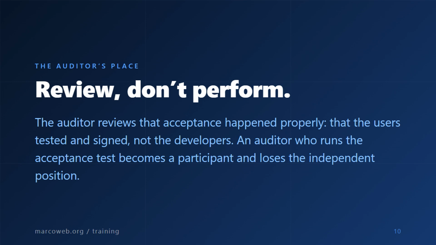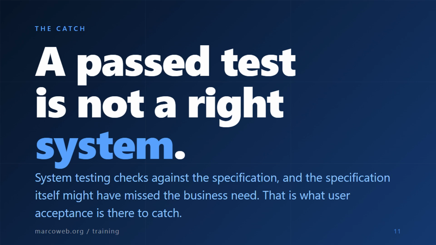And where does the auditor sit? The auditor reviews that acceptance happened properly, that the users tested and signed, not that the auditor performs the acceptance. An auditor who runs the acceptance test becomes a participant and loses the independent position, exactly as in the earlier lessons. So hold on to the catch.